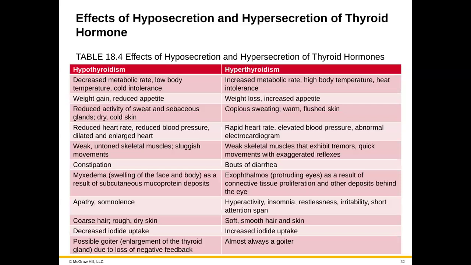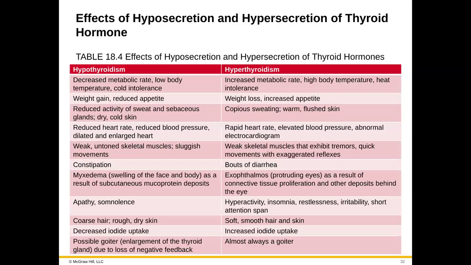These people are typically hyperactive. They have some form of insomnia. They're irritable. They can have short attention span, extremely restless, and that's because they have such a high metabolic rate. They're just burning through all this energy, giving them all this extra energy to be restless, not be able to sleep, things like that.